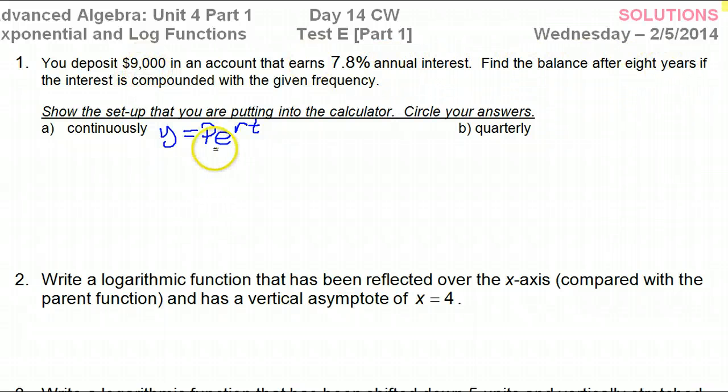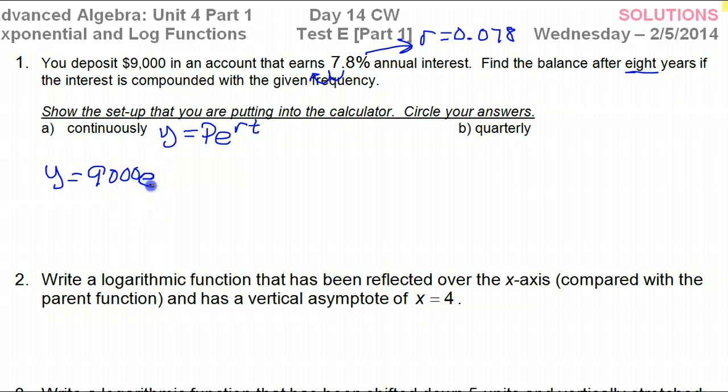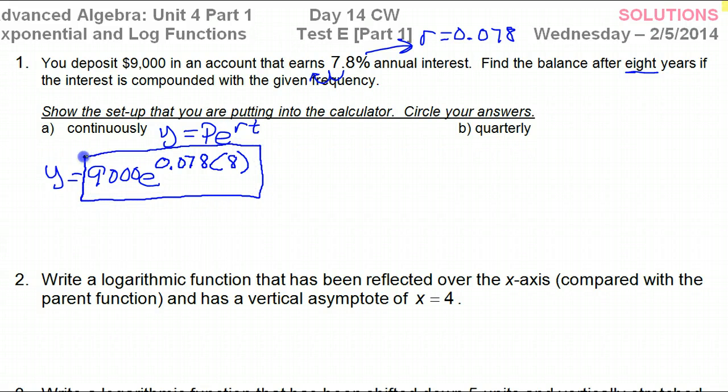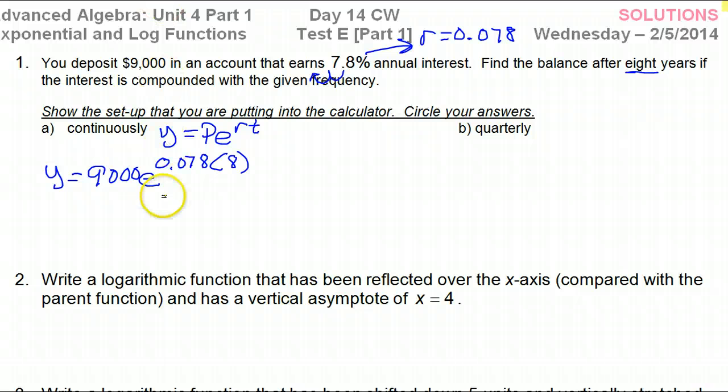So 9,000 is your amount now, so it will go here for p. So I'm going to have y is equal to 9,000. Then I've got e to the rt power, 0.078, times 8, because it says 8 years, so that'll be my time. Okay, on the test you will not be allowed to use your TI-30XS MultiView, so what you will do is you'll put a box around this, and that will be your final answer. Alright, but for now we will go ahead and actually use the calculator.